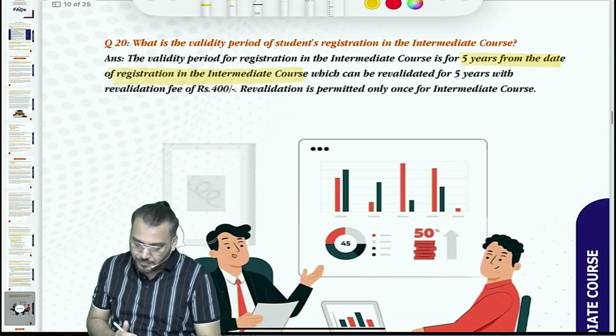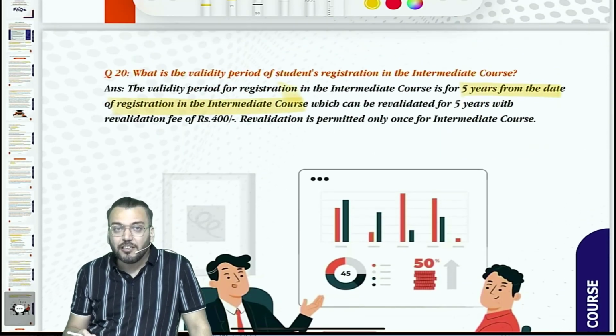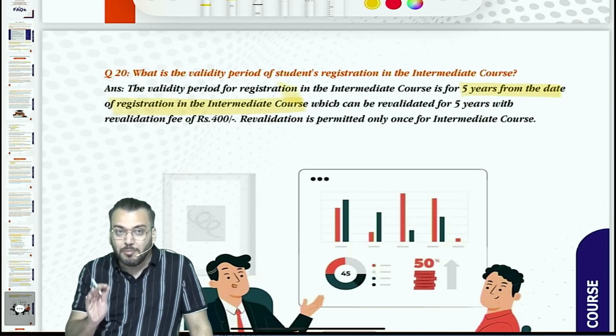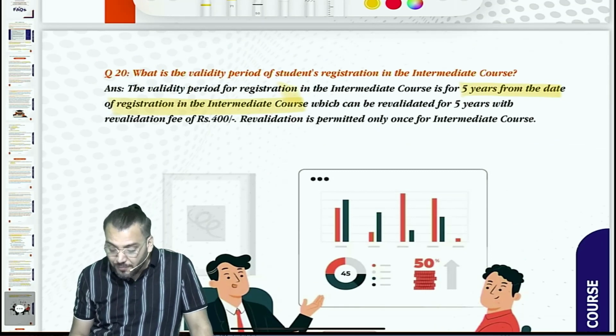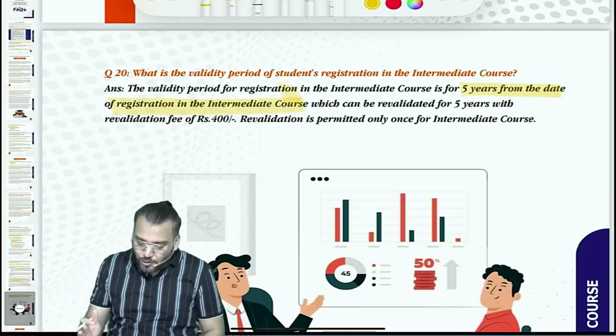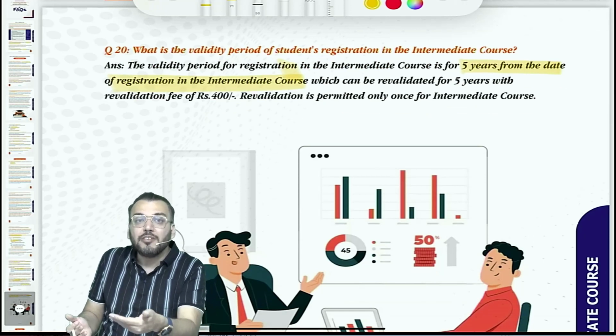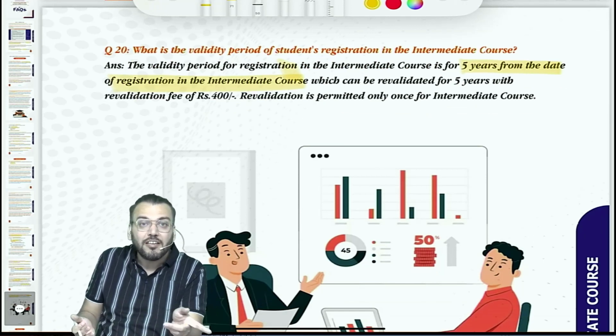Got it? Yes sir. What is the validity period of student registration in the intermediate course? The validity period will be 5 years from the date of registration of the intermediate course. It will be valid for 5 years. Of course, you can revalidate it. Means revalidation is permitted under the intermediate course. Revalidation was not permitted under the foundation course.